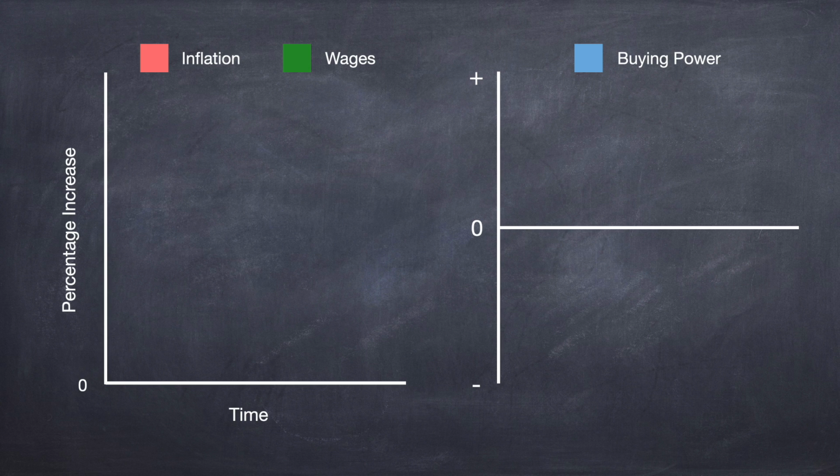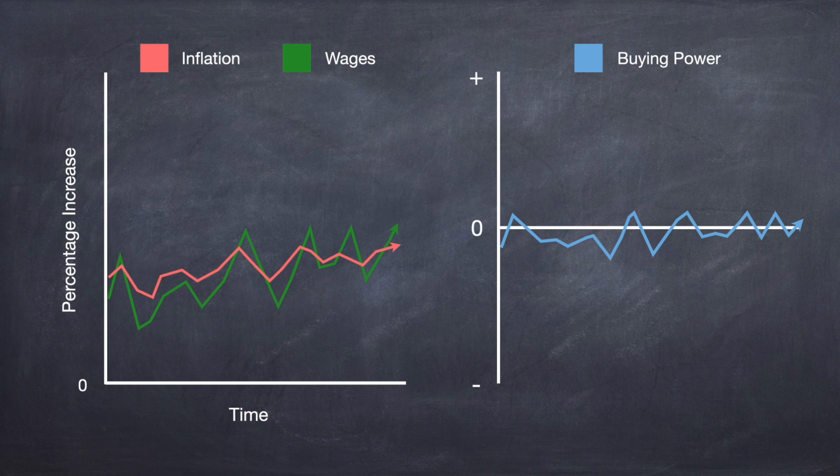So this one is an example where buying power remains the same. So if you have inflation that looks like this and wages that look like this, your buying power is going to be right about like this. So it kind of goes a little up, a little down, but again, it's pretty much staying the same over time, because wages and inflation, although they're going up and down as well, they're going at roughly the same pace.